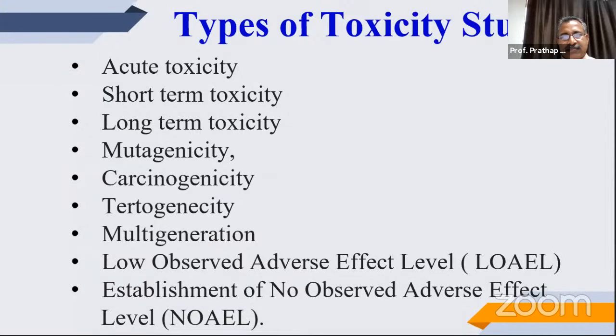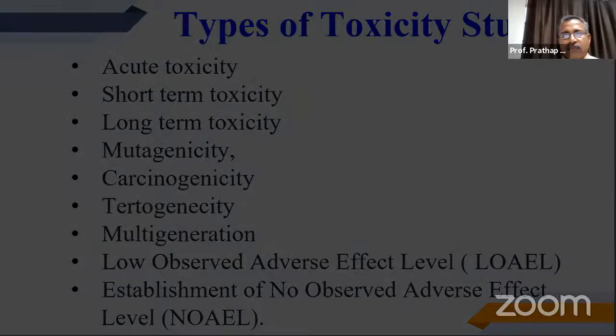Therefore, you all know this anyway, all the different levels of toxicity from acute to long-term toxicity studies, mutagenicity studies, carcinogenicity studies, teratogenicity studies, multi-generation studies. With all these, you try to fix a level that is the lowest observed adverse effect level, that is the least concentration at which you are able to cause any of the symptoms, or establish the no observed adverse effect level.